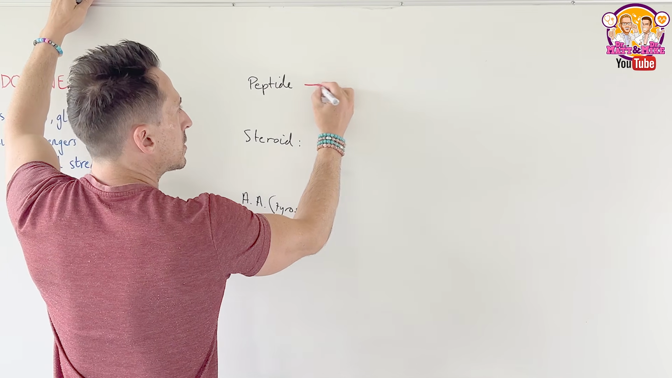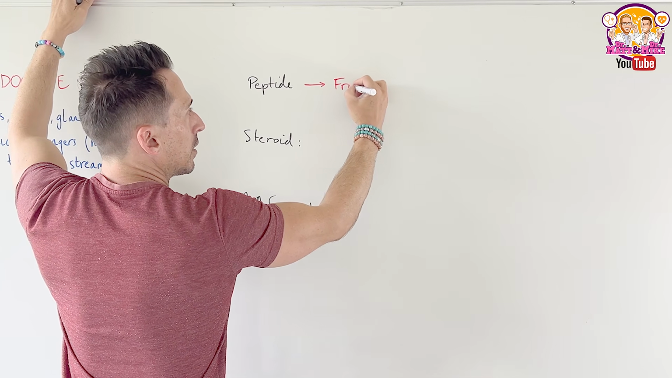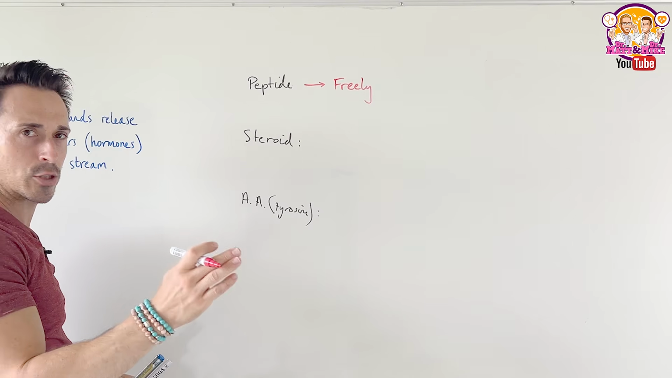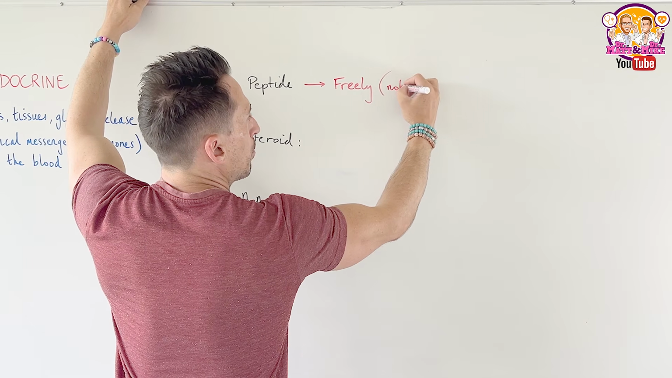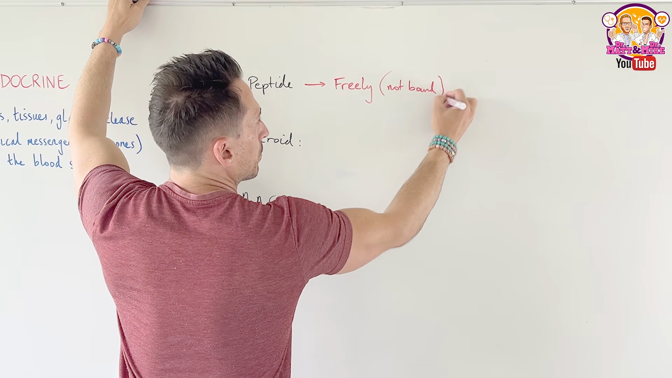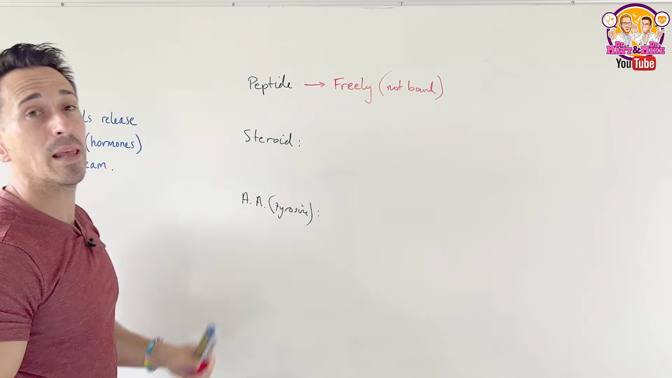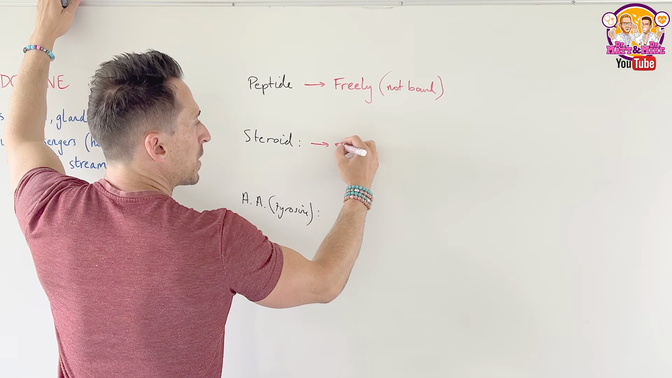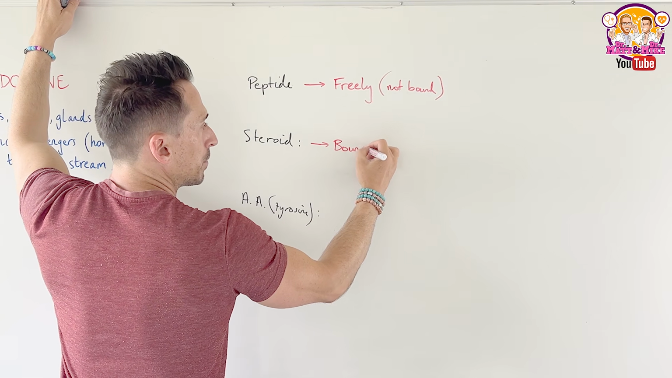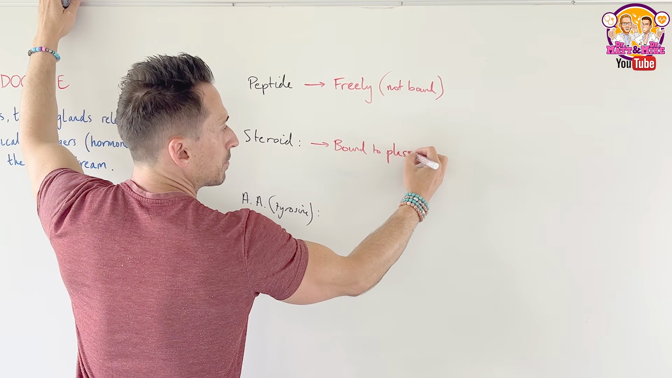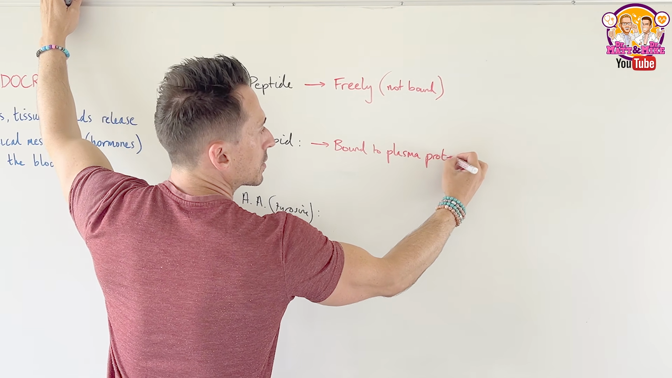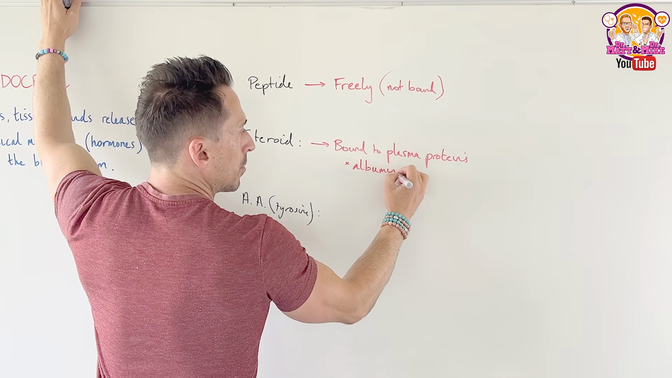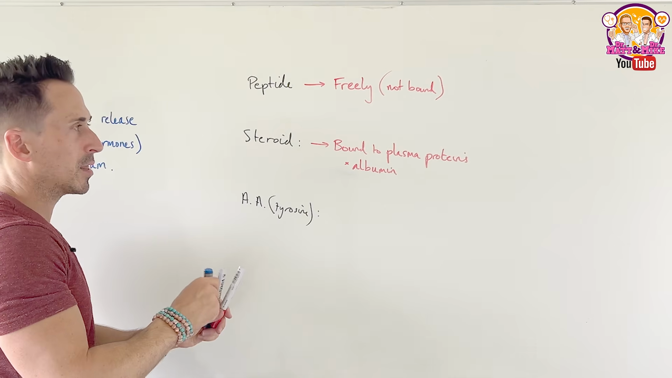So peptides travel freely within the bloodstream. Freely within the bloodstream. So that means not bound. Not bound to something to carry it. Steroids, on the other hand, they're lipid soluble. And we know fats and lipids don't like water. So they need to be bound. And they are bound to plasma proteins. And there's many different types of plasma proteins. One important one is albumin, but pretty much all of them are produced in the liver.